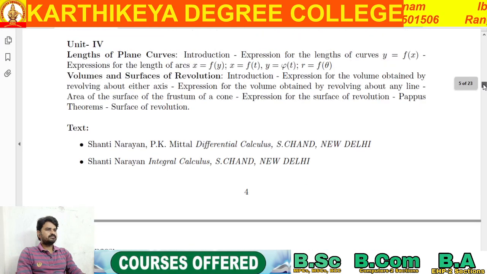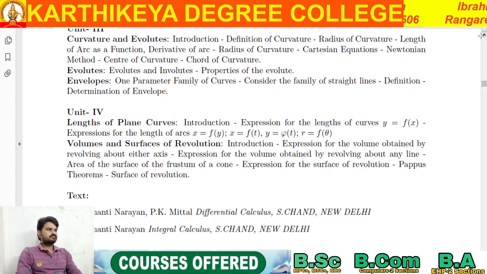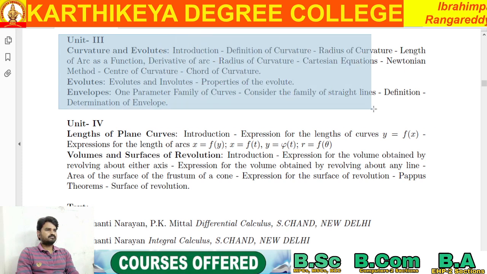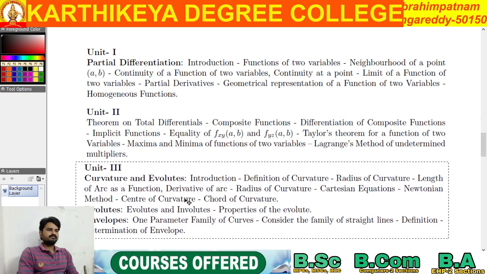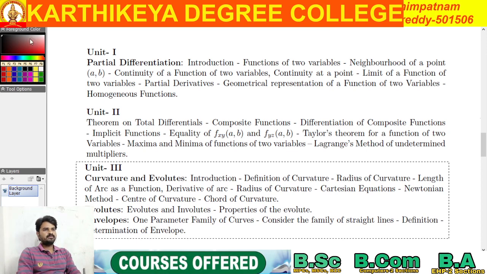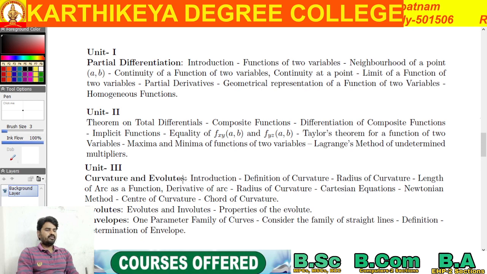This is the third unit. In the third unit, we have to know about curvature and evolutes. In this one: introduction and definition of curvature, radius of curvature, length of arc as a function, derivative of arc, radius of curvature, certain equations, Newton's method, center of curvature, chord of curvature. Okay, this is about curvature and evolutes. Next, evolutes and involutes, properties of evolutes.